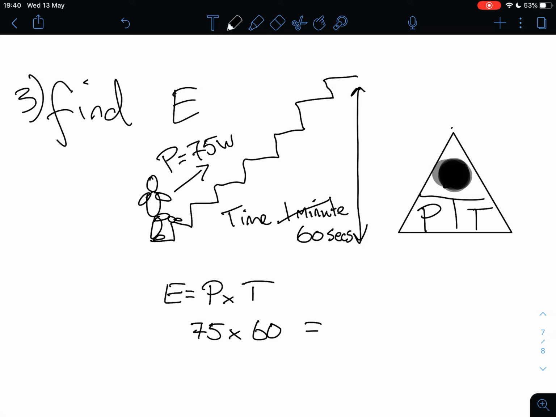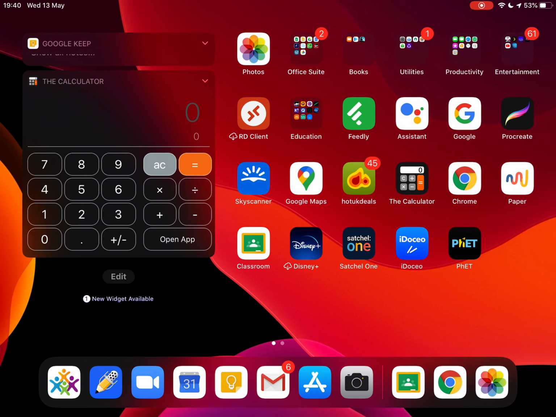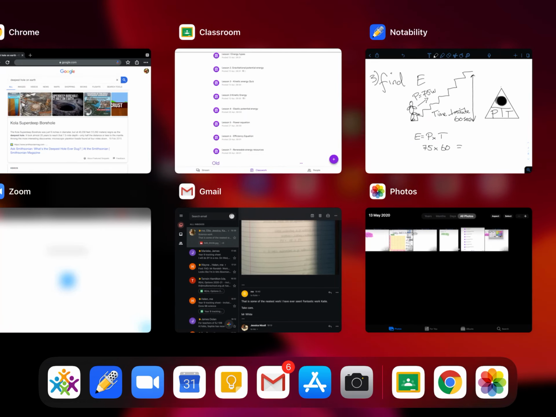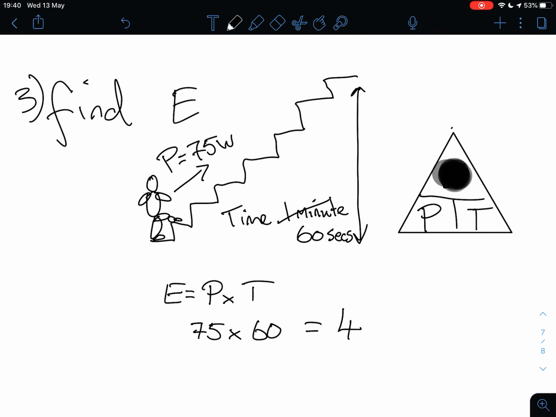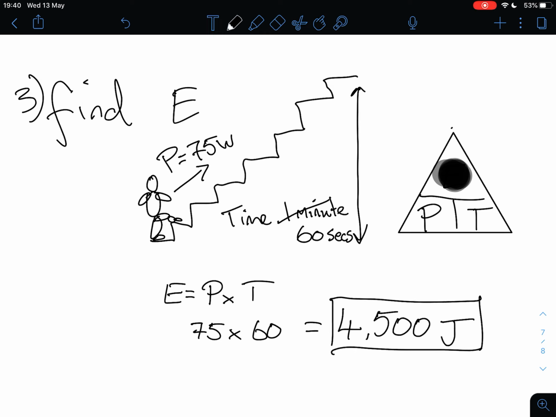And you do that, and I don't know what the answer is, so I'm going to cheat again, use a calculator. So we have 75 watts times 60 seconds gives us 4,500 joules. And that's the energy that person spent moving up the steps.